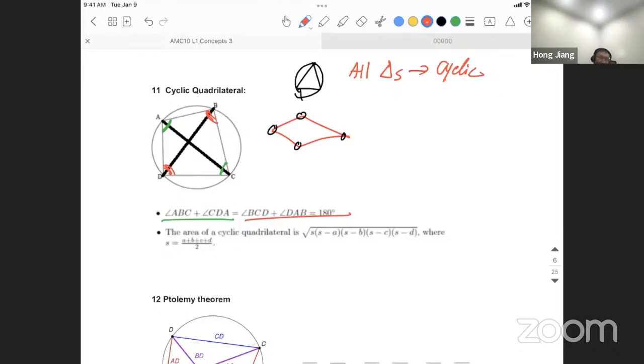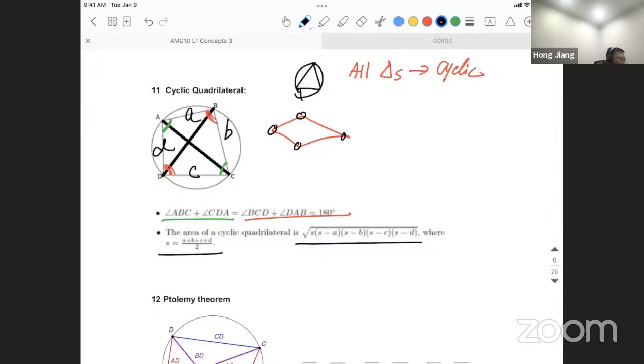And also, as long as you have a cyclic quadrilateral, this is a very straightforward way for you to determine its area. Let's say you have a cyclic quadrilateral with four sides A, B, C, D. The area is going to be the square root of S times (S minus A) times (S minus B) times (S minus C) times (S minus D).